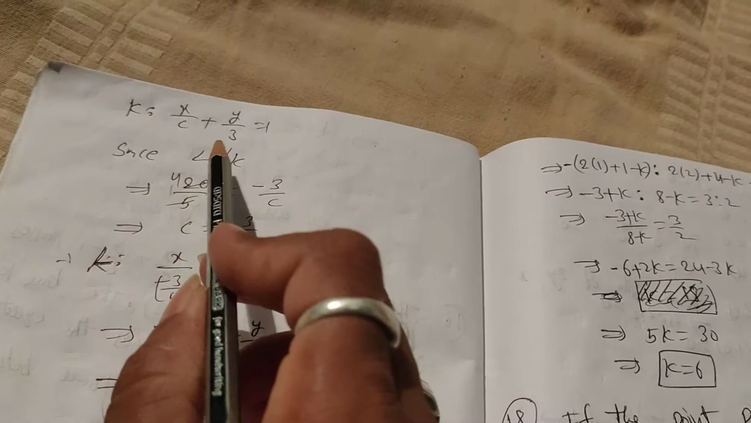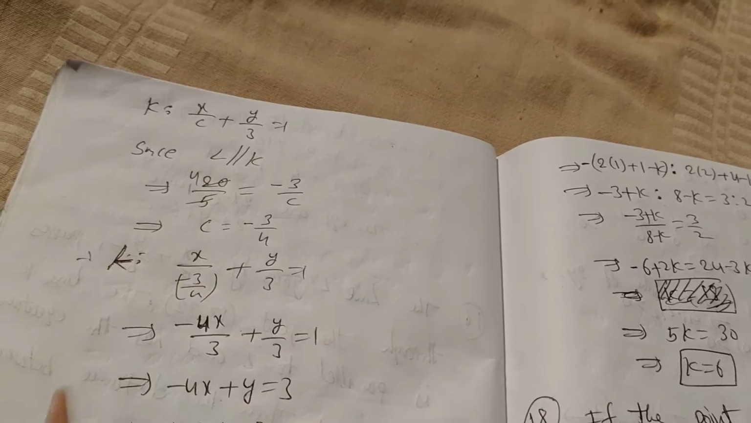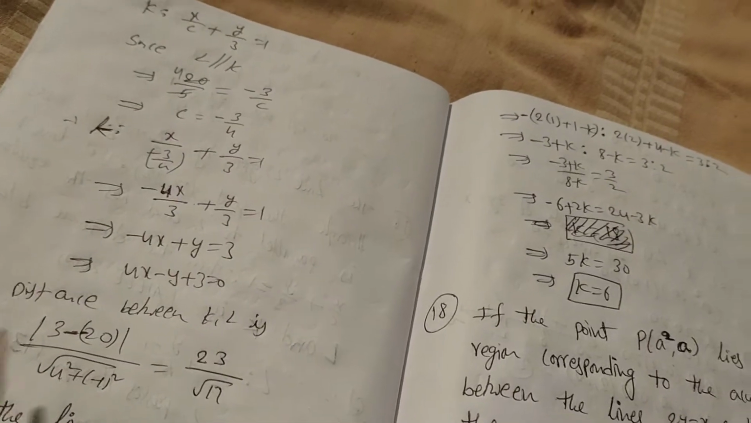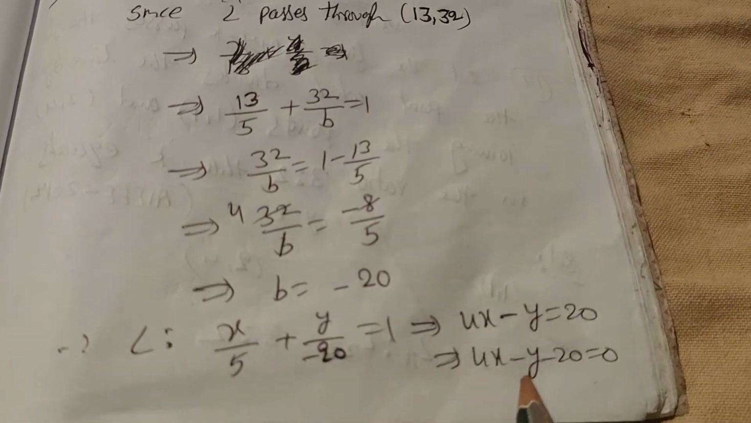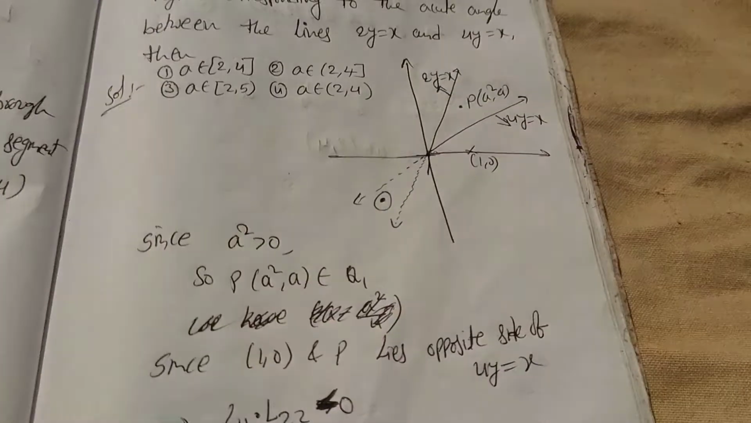Now go for k. Here k is given as x by c plus y by 3 is equal to 1. Since L is parallel to k, their slopes are equal. The slope of this equation is nothing but minus 4 by minus 1, that is 4. Okay.